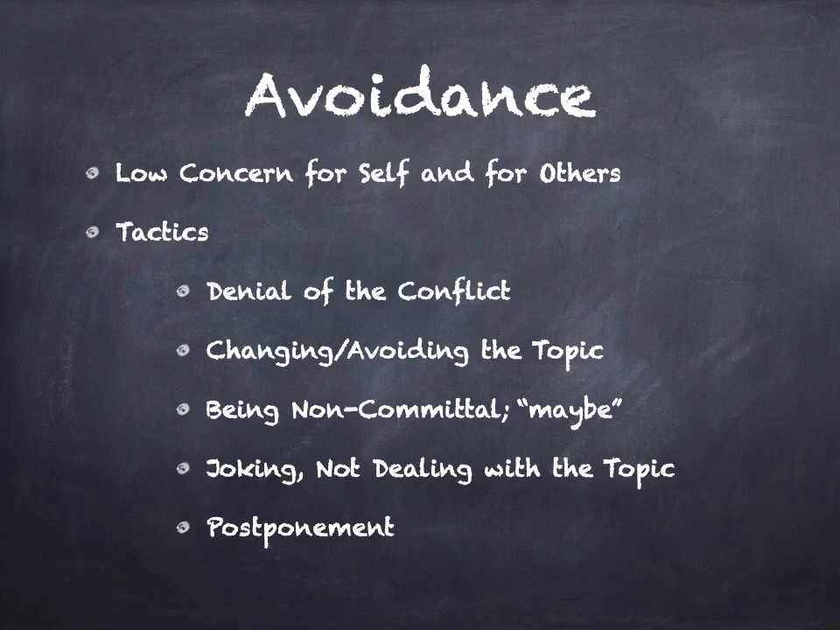I could be non-committal. I can say maybe, maybe, maybe. I can even joke, right? Maybe even some of my sarcasm comes through here so that I'm not dealing with the topic. Or I can postpone it. Say, you know what, I'm not going to get into this now. That might be your approach. So you have your tactics, which are denial of the conflict, changing or avoiding the topic, being non-committal, joking, or postponement. Those reflect the larger style, which is avoidance, which has low concern for self and low concern for others.